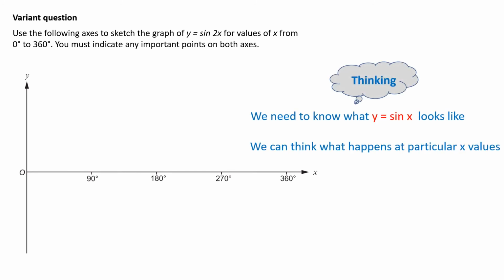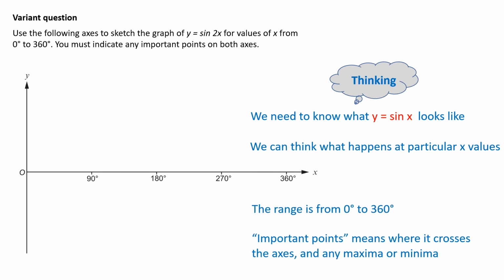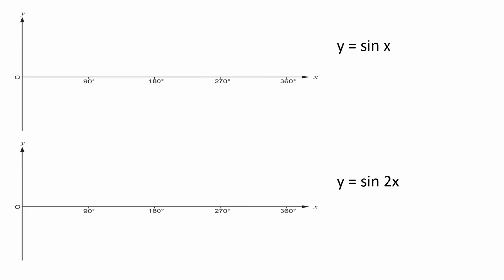We need to know what y equals sine x looks like this time, because we're doing sine 2x. As I said, I find it handy to think about what happens to particular values of x rather than memorize all the 4 possibilities, but you need to work with what works for you. I've stuck with the range and important points. Again, we still need to communicate to the examiner that we know what we're doing, and that we can see what's happened to the amplitude and things like that. Okay, so same setup as before. We're going to do a bit of thinking on the top set of axes, and then sketch the function y equals sine 2x on the bottom set of axes.